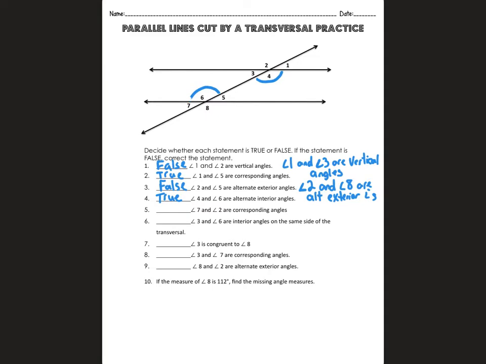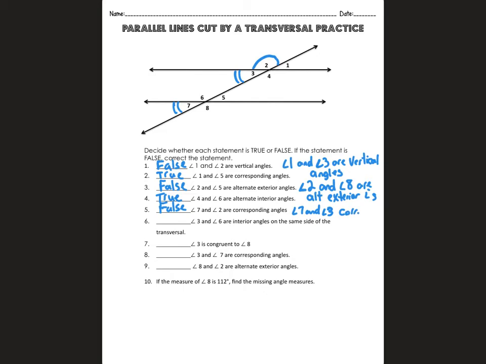Angle 7 and angle 2 are corresponding angles. So let's look at that. 7 and 2. That's false. They're consecutive exterior angles, or same side exterior angles. If we want to find corresponding angles with angle 7, I would pick angle 3. Those are both the bottom left angles of the respective intersections. So angle 7 and angle 3 are corresponding.